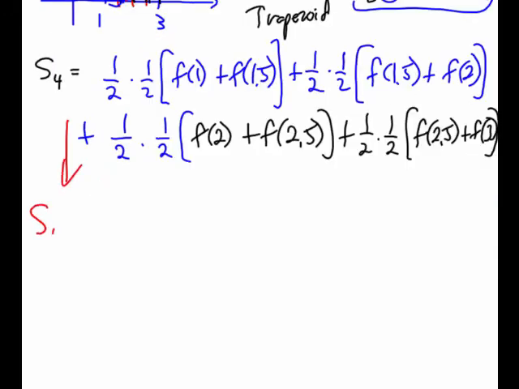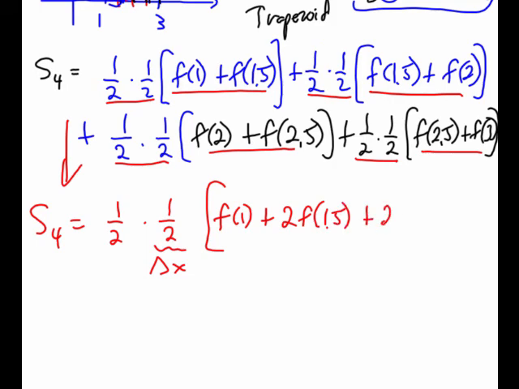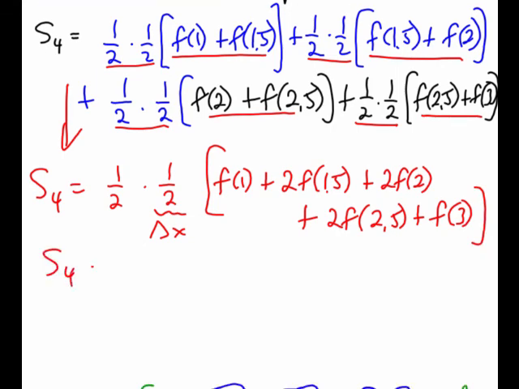Now by the way, when you simplify this expression, all of these 4 terms have a half times a half. This was the delta x, remember, and multiply by all of these. So we're going to have f of 1, we're going to have 2 f of 1.5s, we're going to have 2 f of 2s, we're going to have 2 f of 2.5s, and we're going to have 1 f of 3. And if you work all of that through, the sum of the 4 trapezoids would be 8.75.